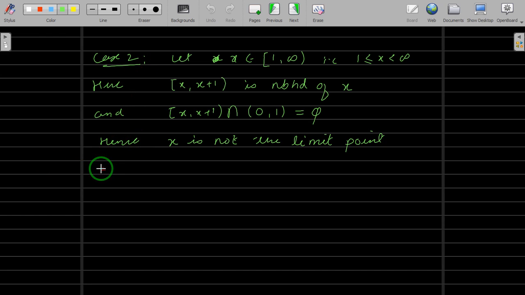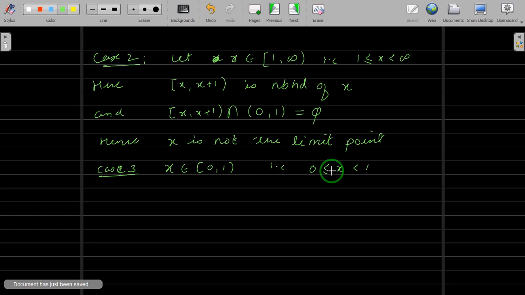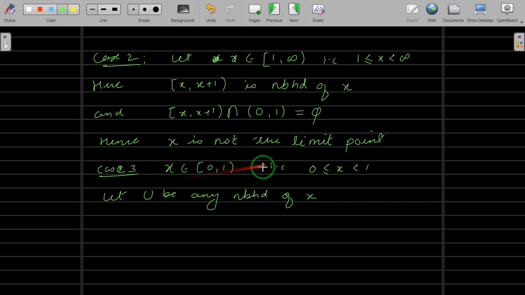Case 3. Let us take x belonging to [0, 1). 1 is open. So let us check whether this is the limit point of this or not. That is, 0 is less than or equal to x less than 1. Okay, now let us take that U be any neighborhood of x. Let us take any neighborhood of x.